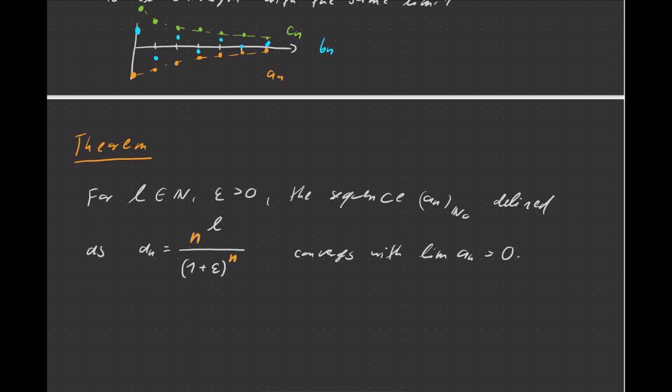So exponential growth always outgrows polynomial growth, right? So here the numerator is a polynomial, and the denominator is an exponential function, and that in the long run always grows much faster than a polynomial.